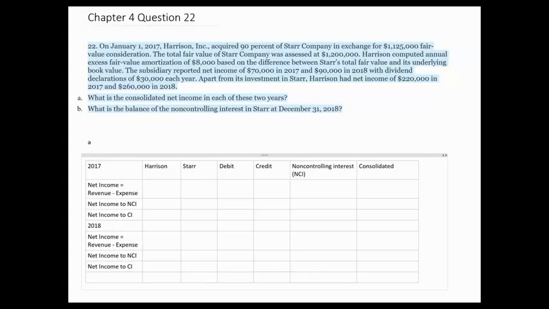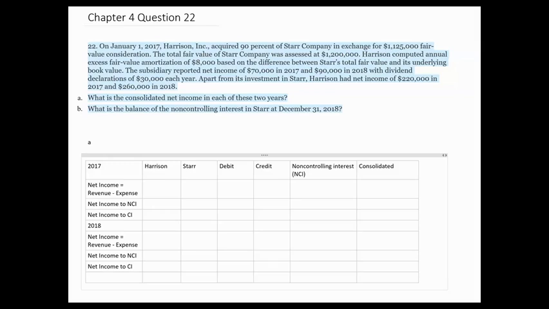In this video, we're going to start question 22 of chapter 4. On January 1st, 2017, Harrison Inc. acquired 90% of Star Company in exchange for $1,125,000 fair value consideration, which means there's an additional 10% left for other investors. The total fair value of Star Company was assessed at $1.2 million.